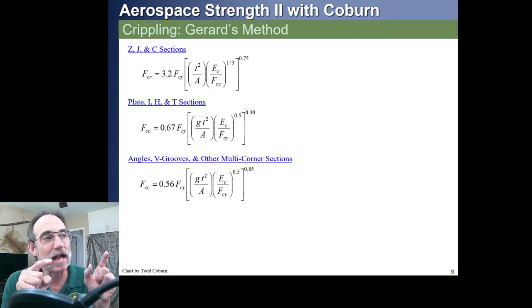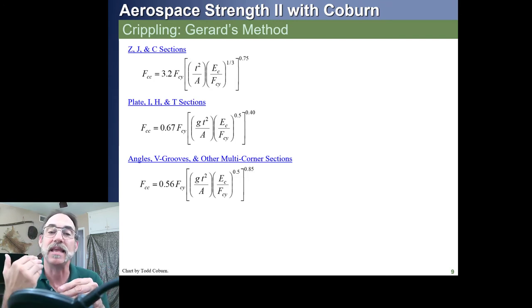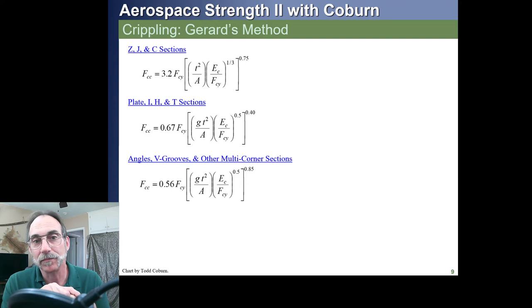We're going to look at our cross-section and identify, is it a Z, is it a J, or is it a C? If it is any of those three, we'll use this first equation. If you use the first equation, you're going to need to calculate the total area of the cross-section. That goes in here. The thickness of the cross-section, that goes in here. The compressive modulus, the yield strength, FCY, and you have your crippling allowable.